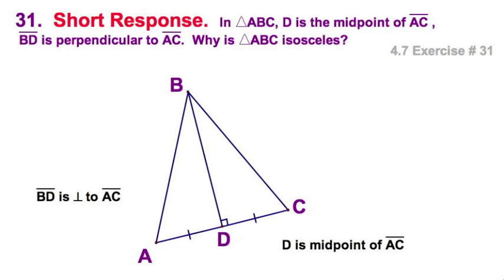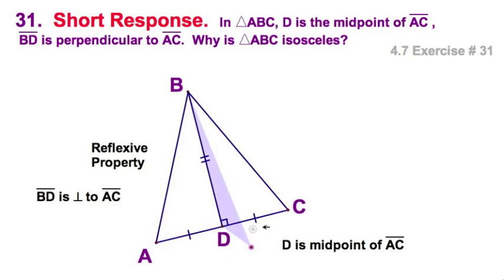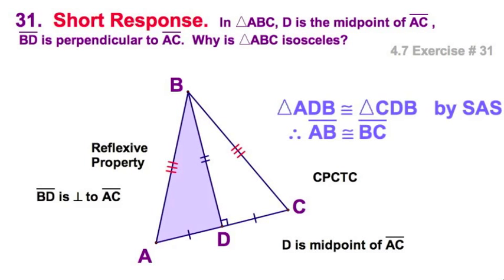And now let's see. I know BD is congruent to itself by the reflexive property, so you should see a pair of triangles right here. You see they're reflections of each other, and they would be congruent by side angle side. Once they're congruent, by corresponding parts of congruent triangles, we would reason that all their corresponding parts, in this case, AB and CB, are congruent. Therefore, the triangle is isosceles. So let's just write that down like that.